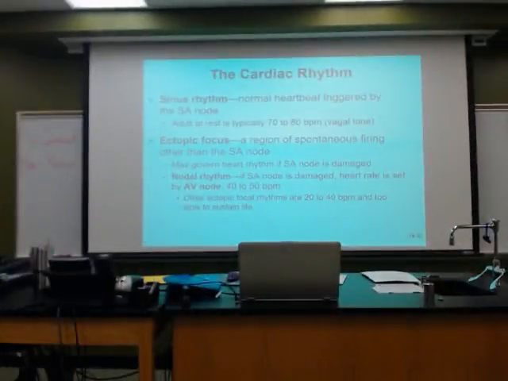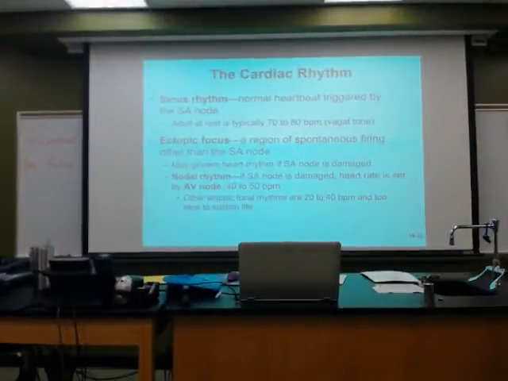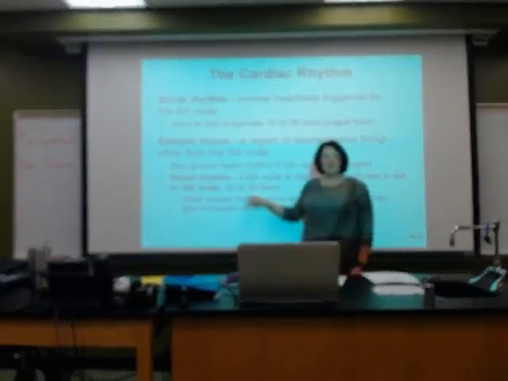Now, the problem with that, when something other than the SA node is setting the pace of the heart, is that it is now incorrect. So if we have a situation where the SA node should be keeping us at roughly those 70 to 80 beats per minute, but we have to depend on another area of the heart to make it beat, that's not going to be the norm. We're going to find usually a much lower heartbeat.